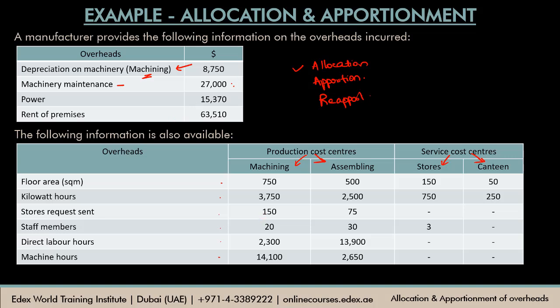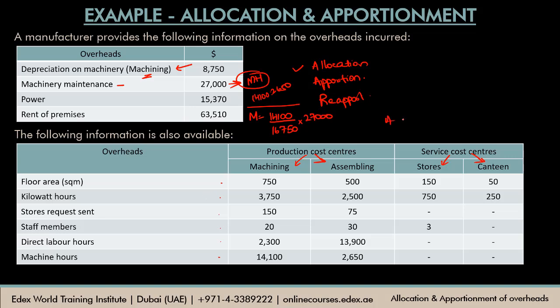So the 27,000, we will be apportioning the cost of 27,000 over machining and assembly department using the machine hours. So 27,000 will be distributed between these two departments in the ratio 14,100 is to 2650. So I'll just show you for one overhead how do you do it in detail. So for machining department, the cost will be 14,100 divided by 16,750 into 27,000.